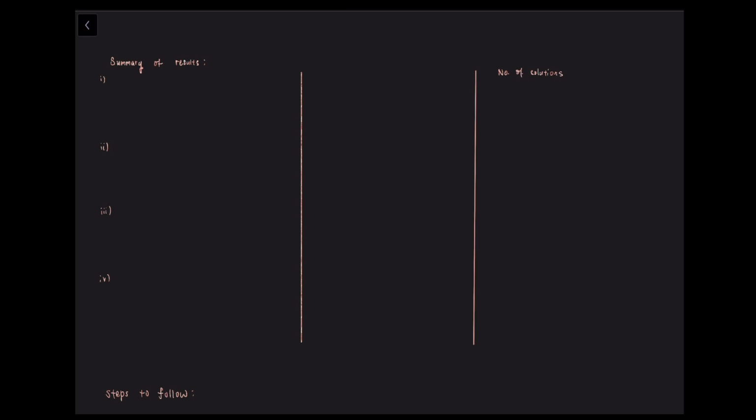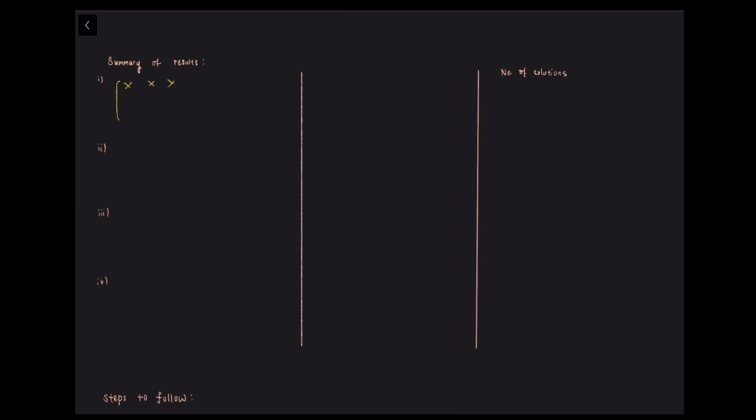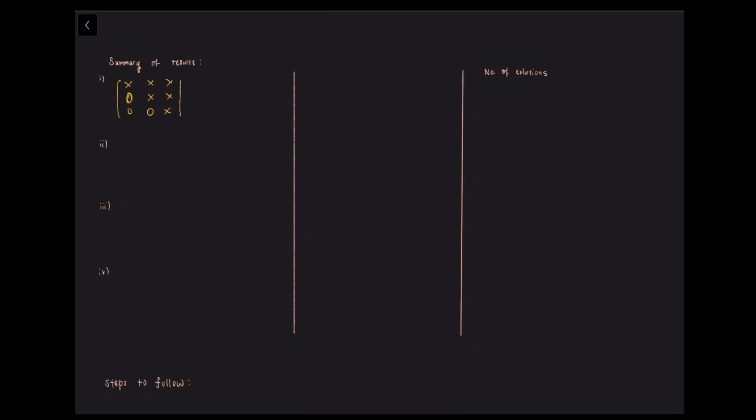The first one is we have three x's on the first row, and we have 1 0 on the second row and 2 0 on the third row. Then the three planes meet in a point. The second type is you have 3 x's in the first row, 2 x's in the second row, and all zeros in the third row.